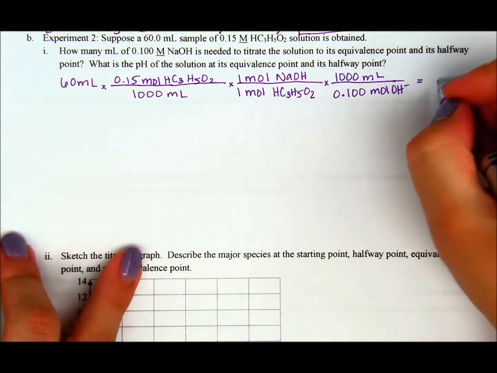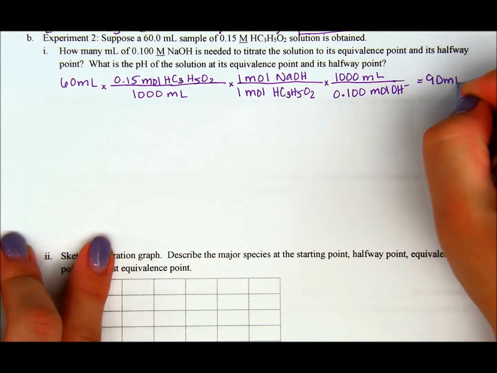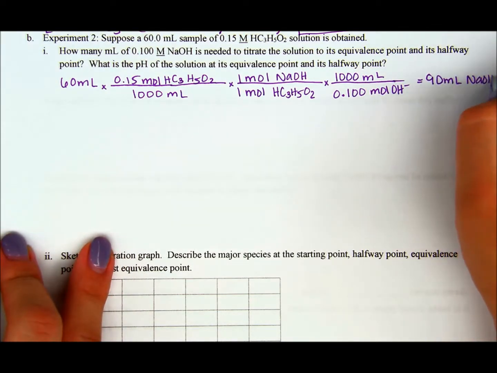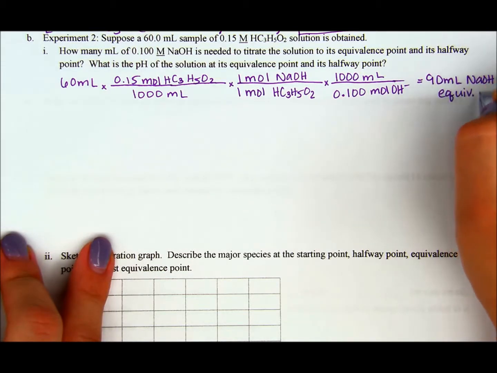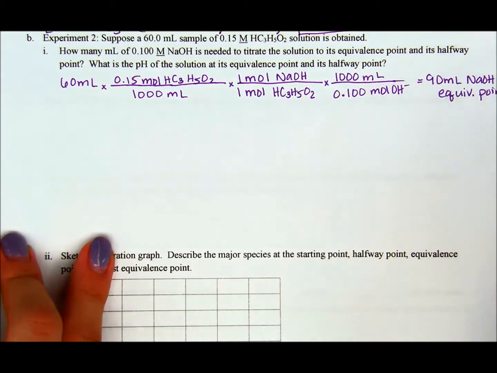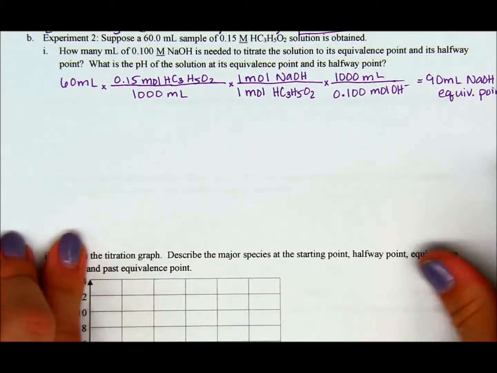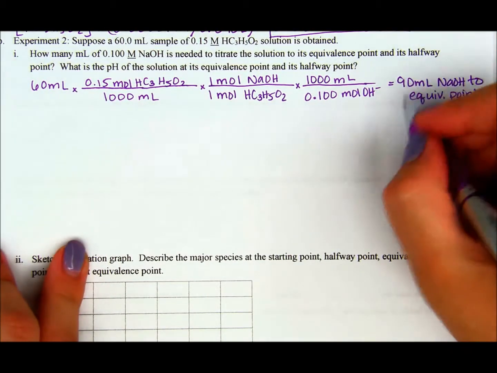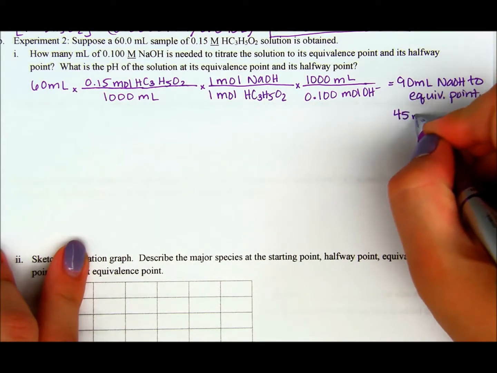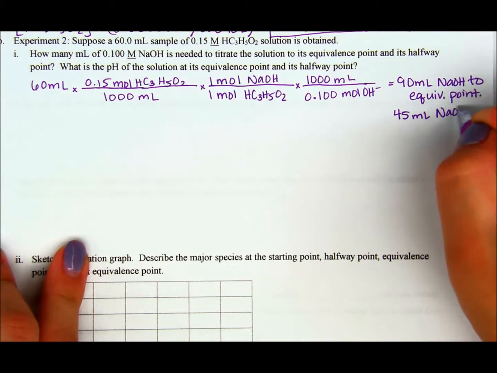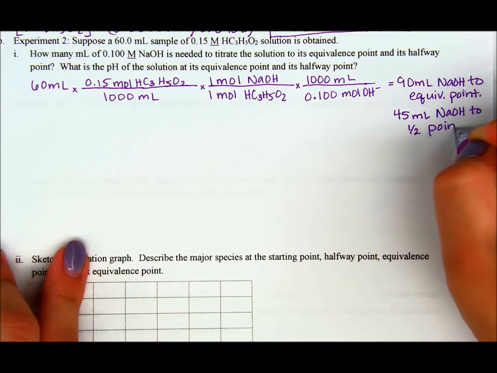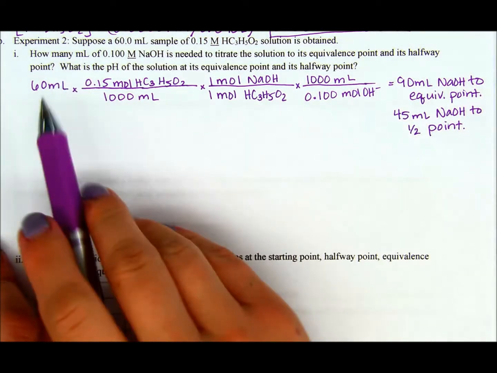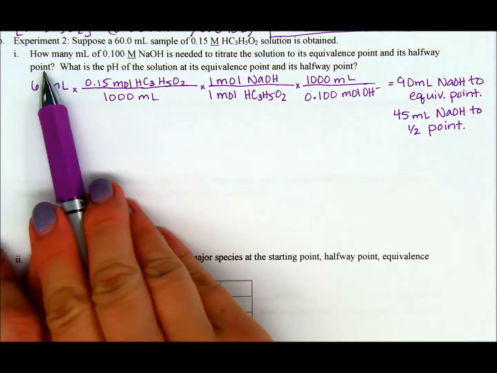Okay, and so when you plug this in, you should get 90 milliliters of NaOH to equivalence point. And then to the halfway point, well, we're only going to need half of that. And so we're going to need 45 milliliters NaOH to halfway point. Okay, so that answers our first two questions here.